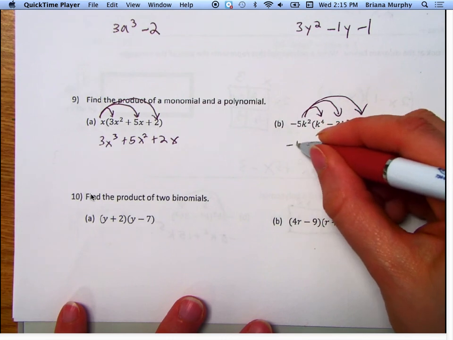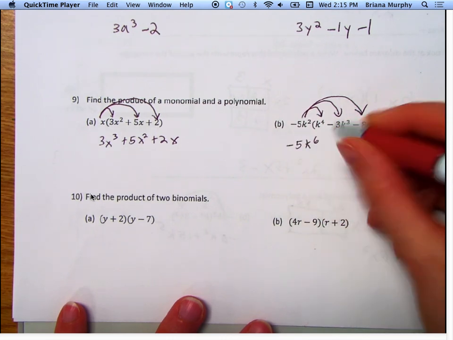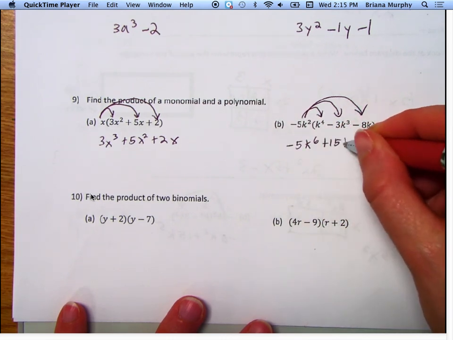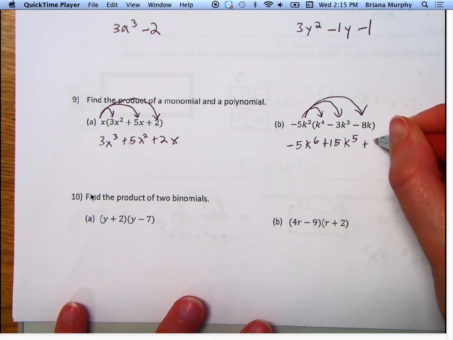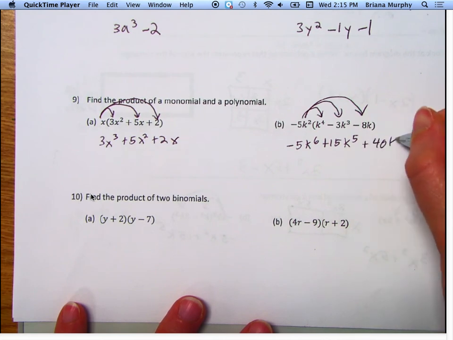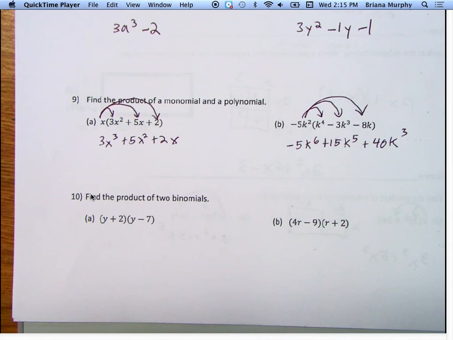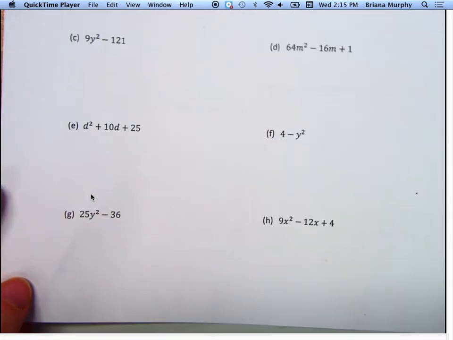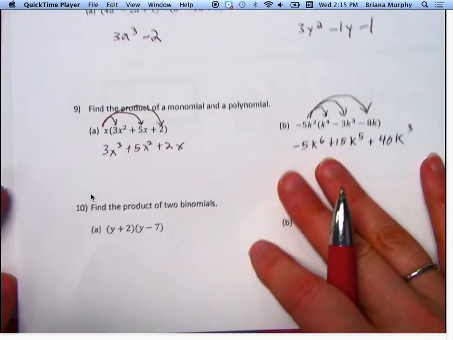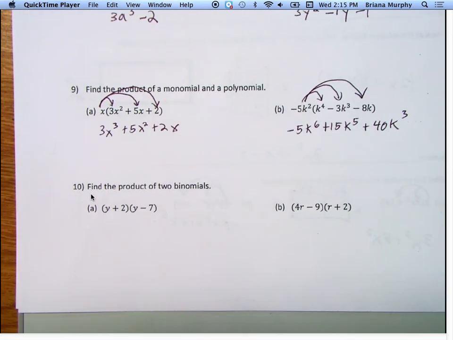We get negative 5k to the 6th plus 15k to the 5th plus 40k to the 3rd. The front, the first two? The 4 and 5 are almost the same. Okay.